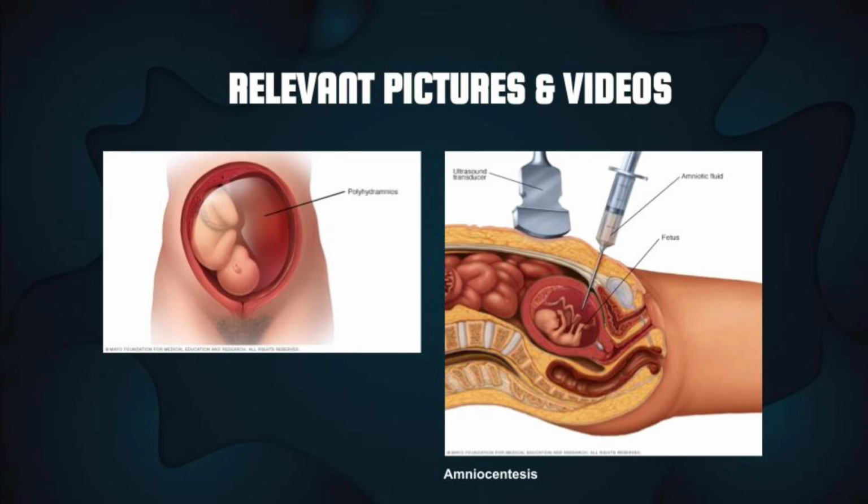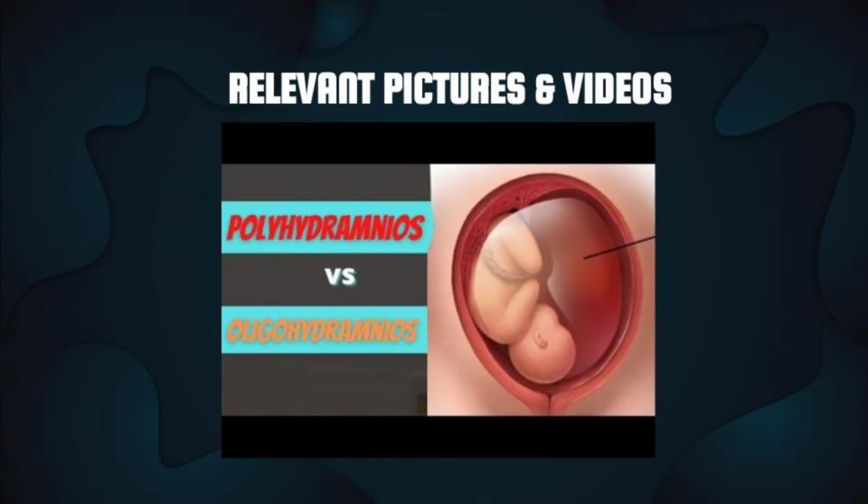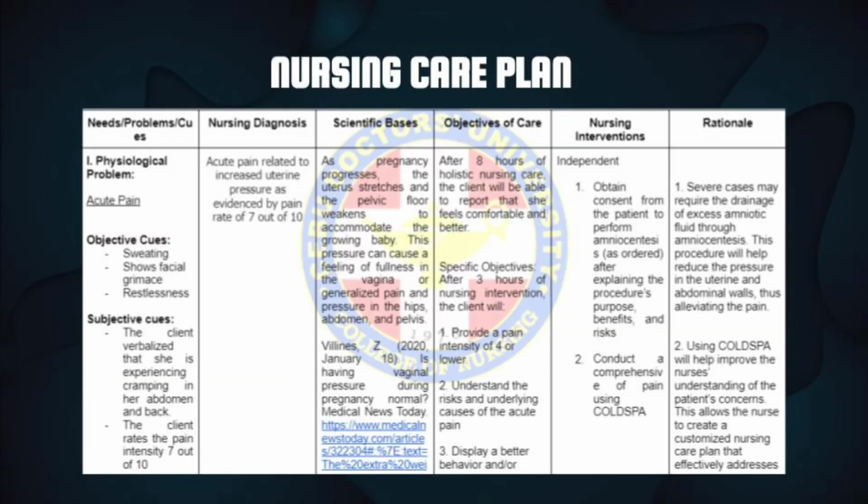So we have here relevant pictures and video. On the right side is a picture of what a pregnant woman with polyhydramnios would look like. On the left, a procedure called amniocentesis is shown, wherein a needle is inserted through the uterus and into the amniotic sac, which can help drain the excess amniotic fluid. So to further understand the topic, we have here a video.